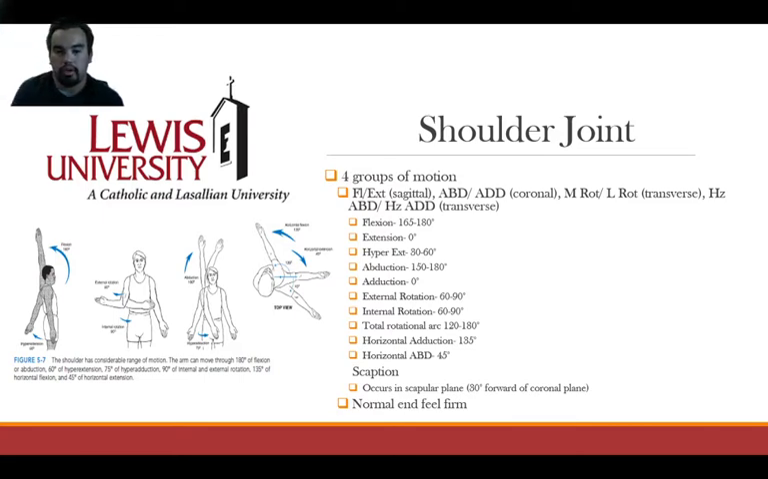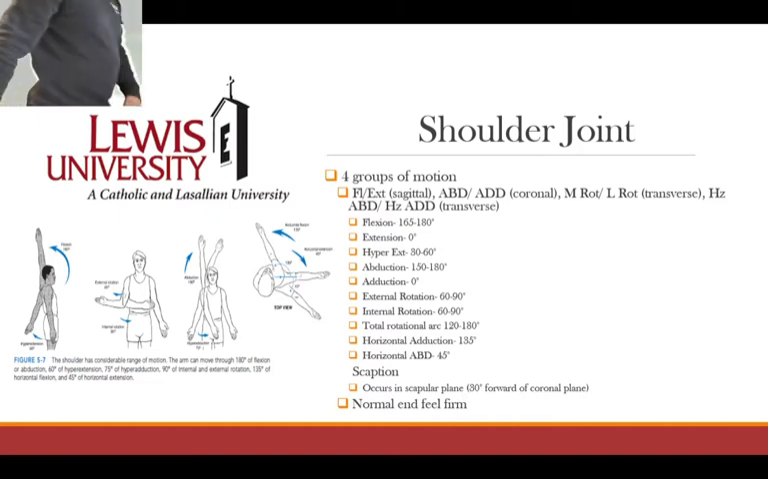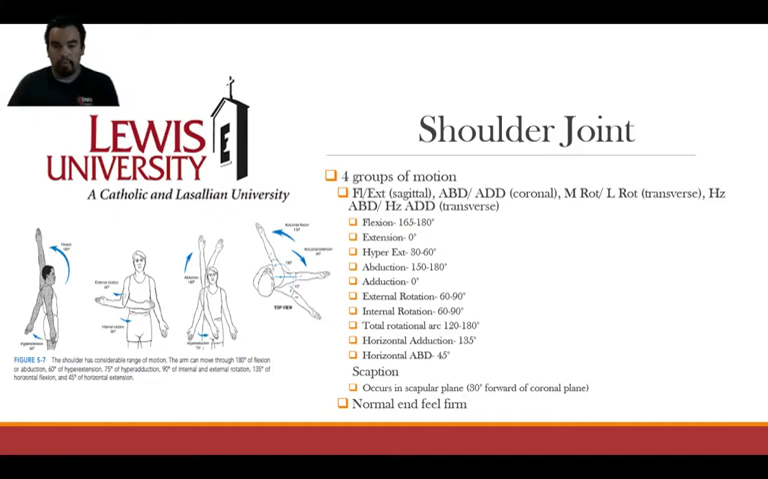Extension would be with our arm straight down by our side near our pocket, and that's only 0 degrees. Now when you keep going back and push your arm further back, you get about 30 to 60 degrees. So that's more here, right? So this is extension, right there, 30 to 60 degrees depending on the person.